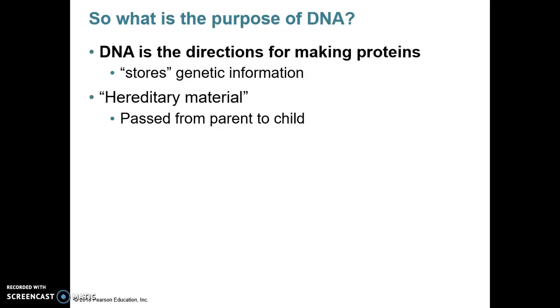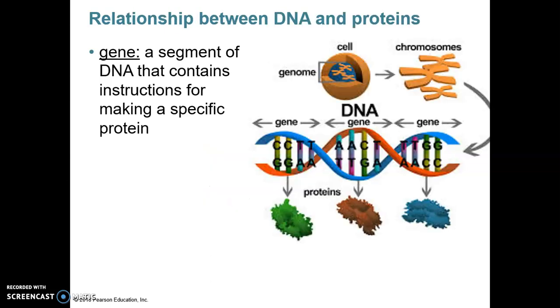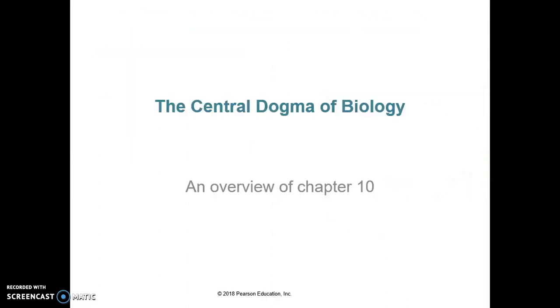The purpose of DNA is that it stores directions for making proteins, and it's called the hereditary material because it is passed from parent to child. Remember that the protein monomer is an amino acid, and the shape, or the structure, dictates the function. A gene on each long DNA molecule, there's many different genes. Each one codes for a different protein. Here's a graphic showing how the genes are found all together on the same chromosome, and each one codes for a different protein, and those proteins could do any number of different functions, as we discussed before.